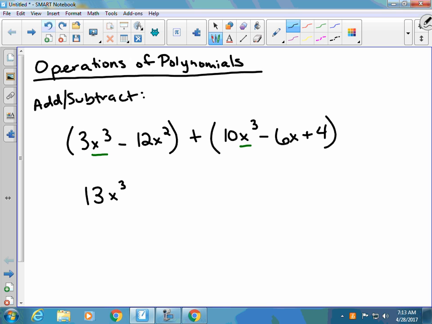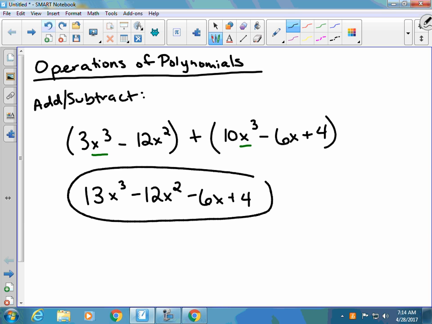And when I do this, I want to make sure that I do this in standard form, which means that my exponents go from the highest exponent down to the lowest. So the x squared would be next, so minus 12x squared minus 6x plus 4. This right here is my addition of polynomials.